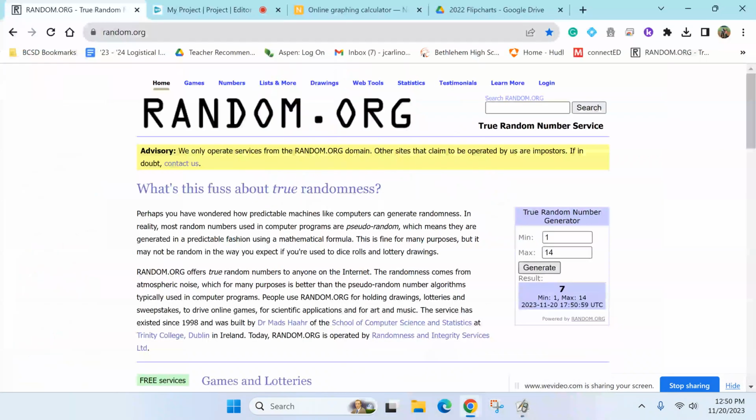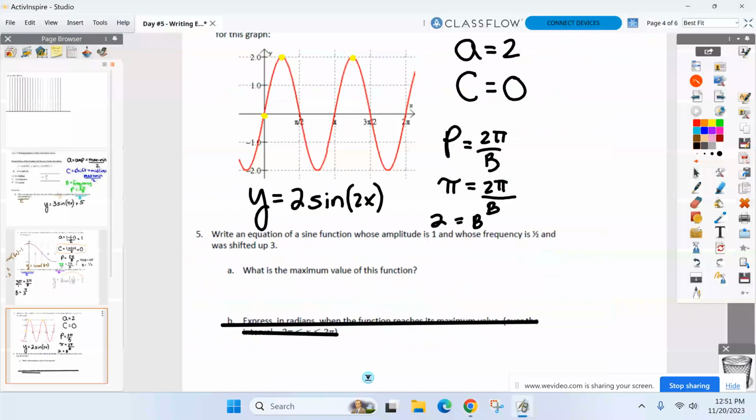Hold on, somebody real quick. Ariana, here we go. Amplitude of 1, what value do you already have now? 1. Yes. Is that A, B, or C? Oh, sorry, A. My fault. A, yep. Frequency doesn't give you any A, B, or C, and then what's the shift up 3 give you? C. Okay, so I got to find B before I do anything else.